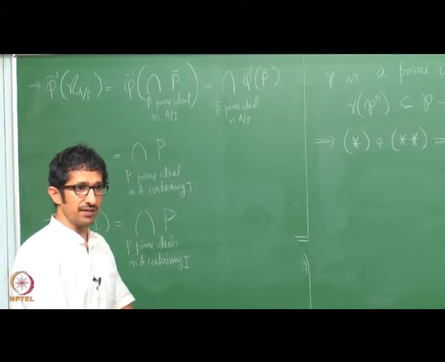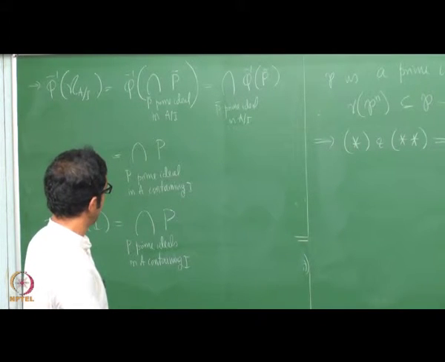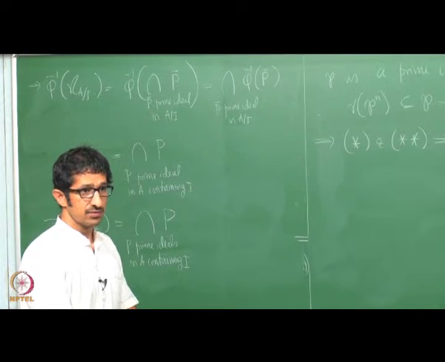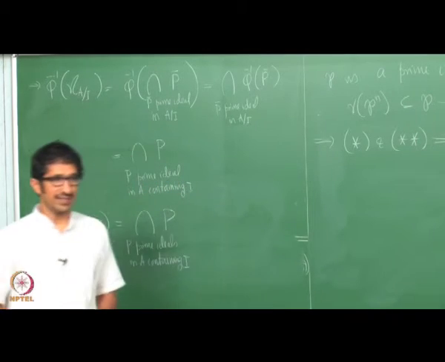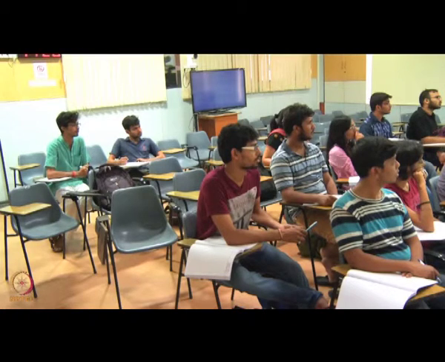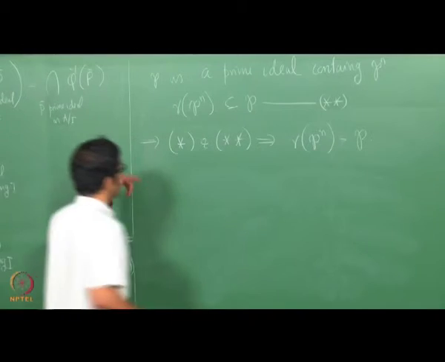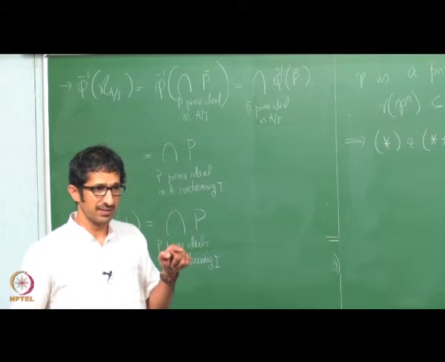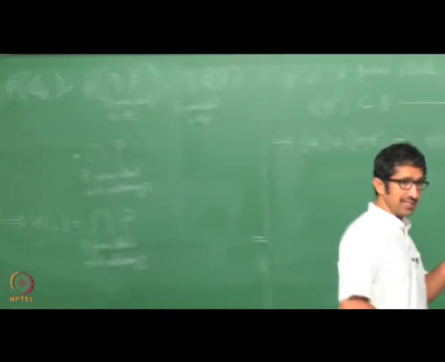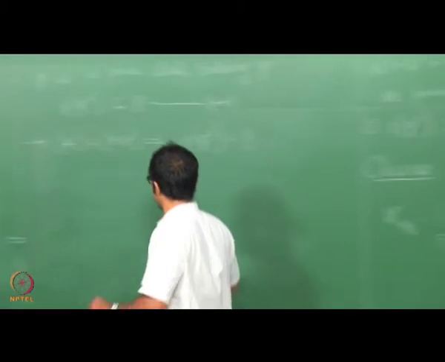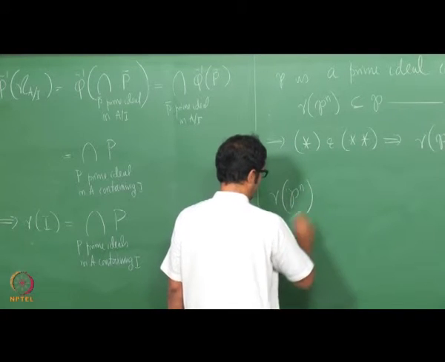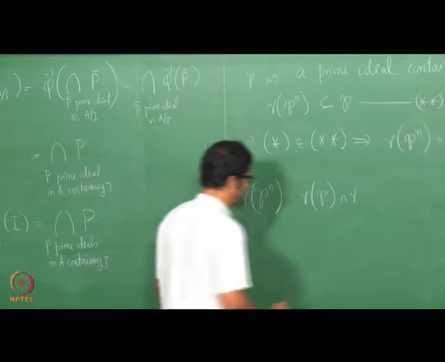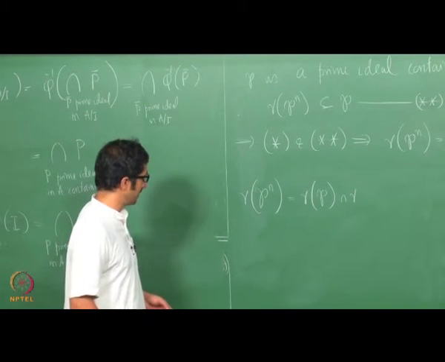Radical of ij is equal to radical of I intersection radical of j. If you use that fact here, radical of p to the power n is radical of p. And radical of p is the intersection of all prime ideals containing p. And p is itself a prime ideal containing p. What you get is a containment, right? Radical of p will contain p. There is a product as well as an intersection. Radical of p power n is equal to radical of p, since all of them are p itself.